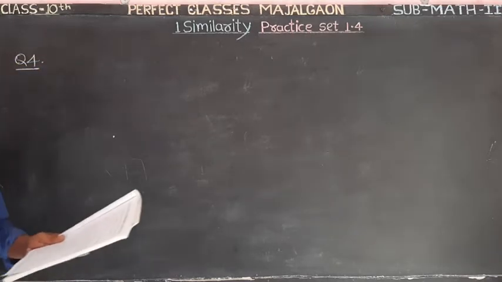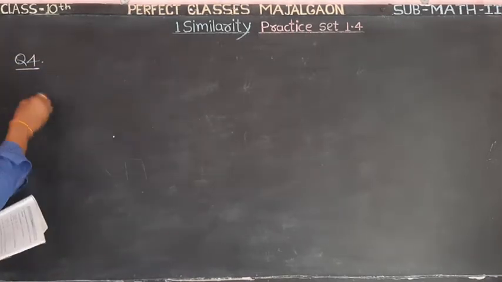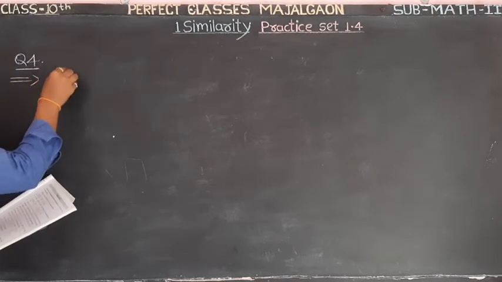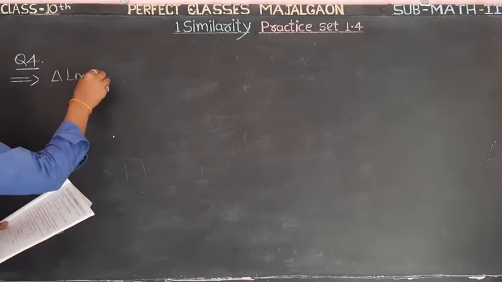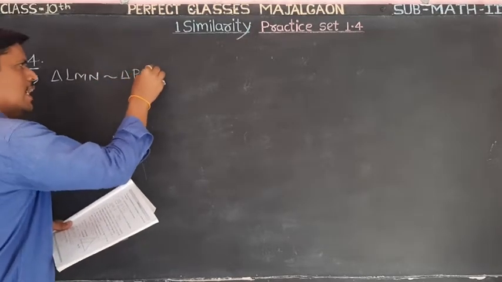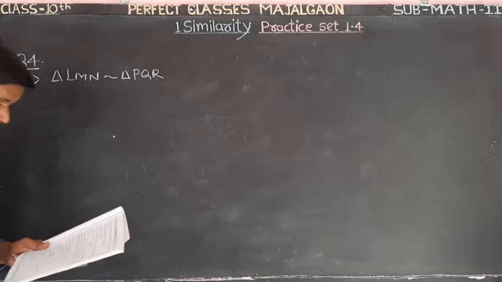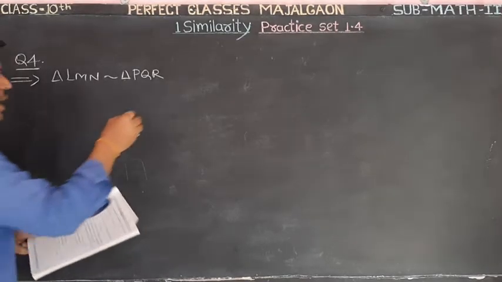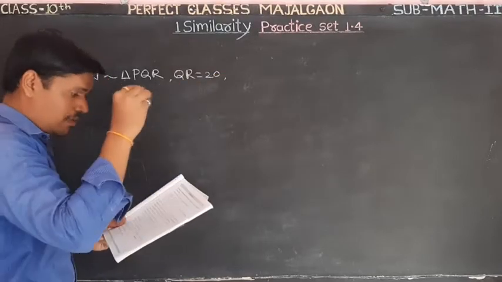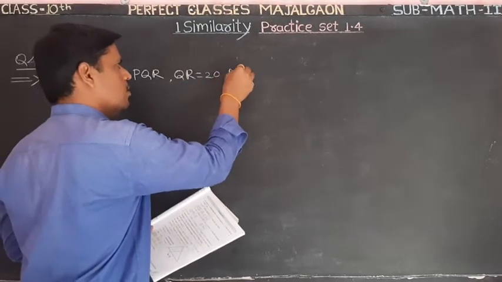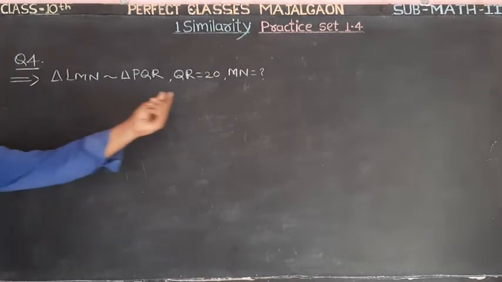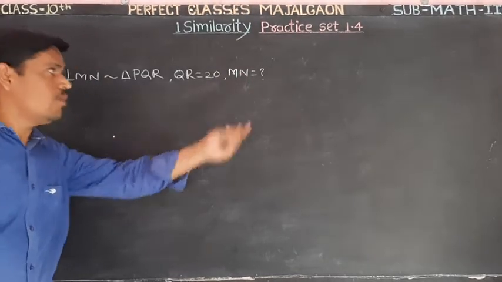Here, what is given in this question? First, I write the given part. Triangle LMN is similar to triangle PQR. They have given that these two triangles are similar. QR equals 20, and they ask to find MN. MN equals what? They ask what is the value of MN, or what is the length of MN.